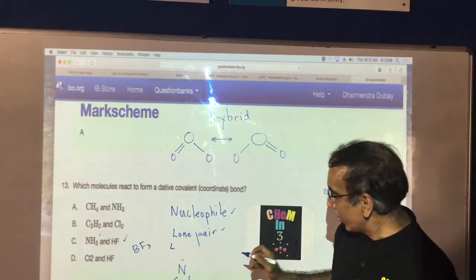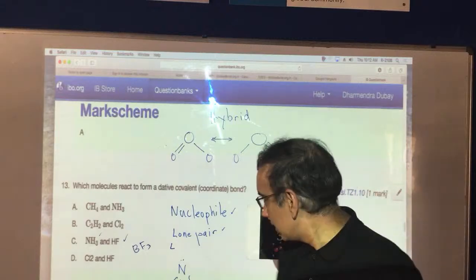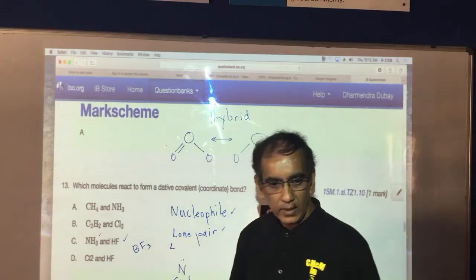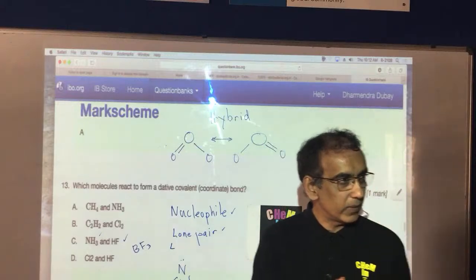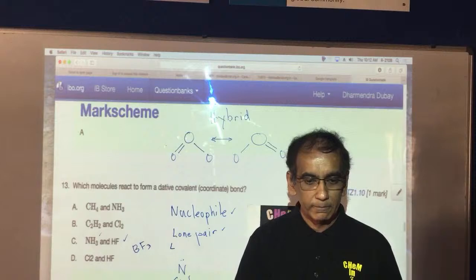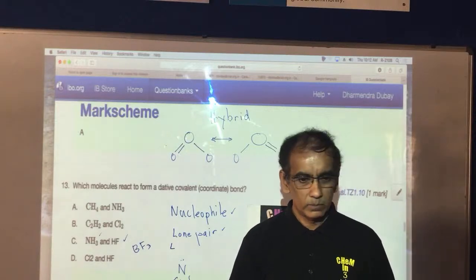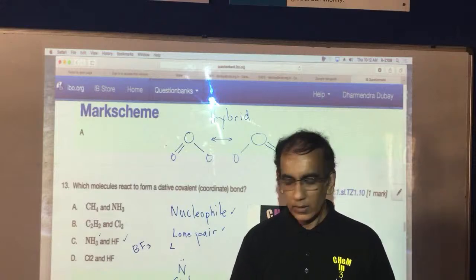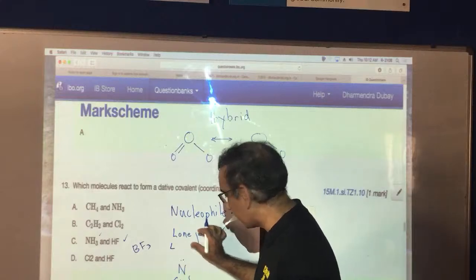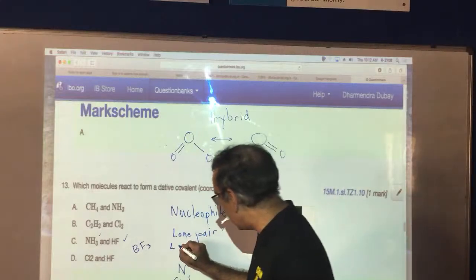So my original question was this L word, and did someone say what it was? The thing that gives its lone pair to form a covalent bond. Right, looks like no one knows the answer to that, or some people are lost. It is a ligand.